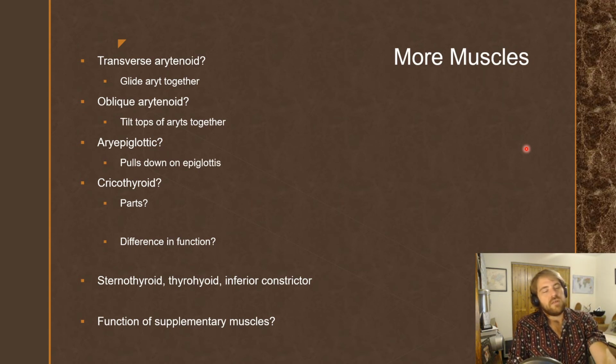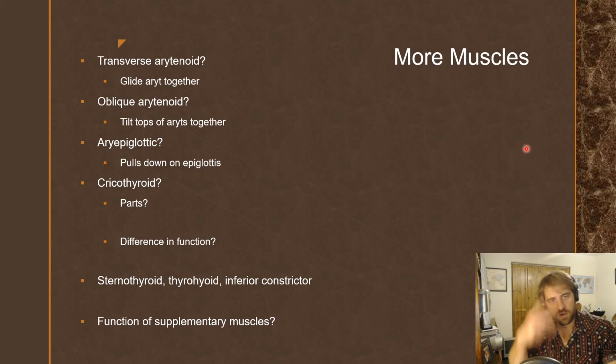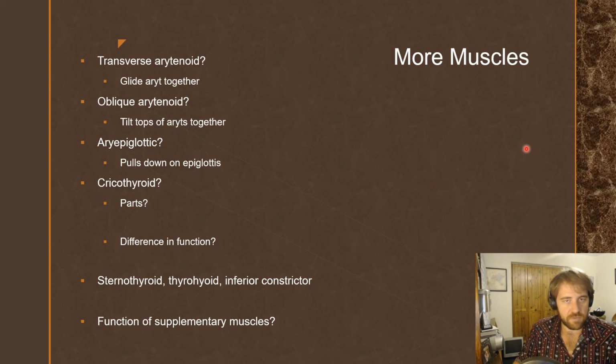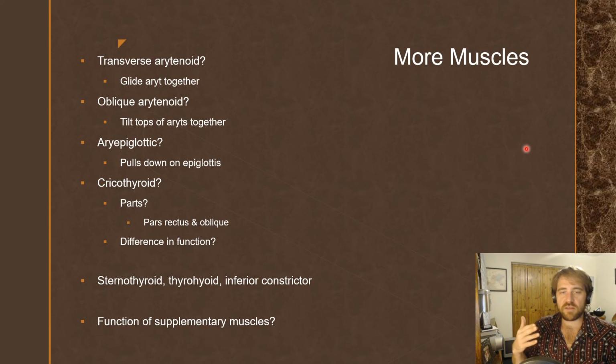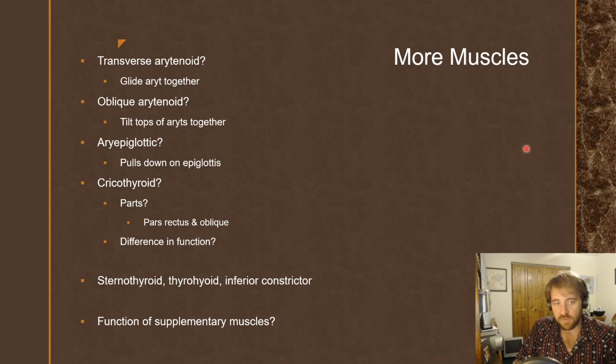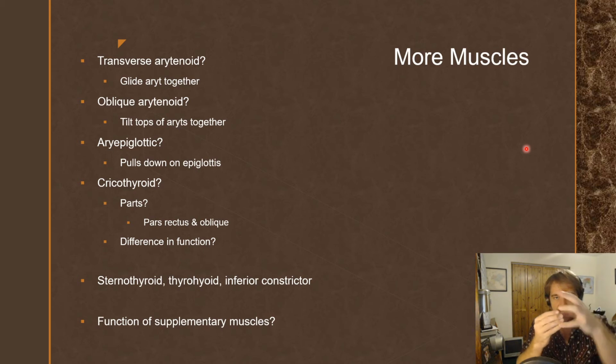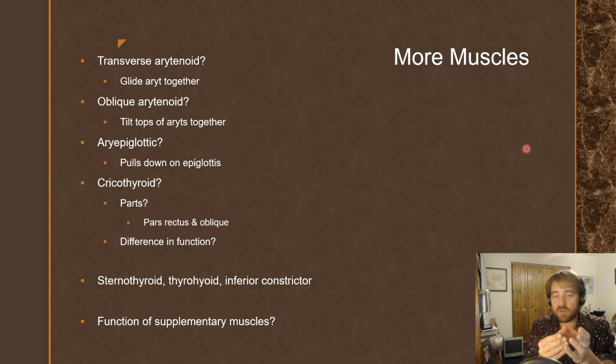What about the cricothyroid muscle? There's 2 parts to this one. Do you remember the names? A hint is it starts with pars. Pars rectus and pars oblique. Now, of course, these are both on the cricothyroid joint because they're the cricothyroid muscles. The cricothyroid joint is the one that we talk about where there's this kind of rocking motion. This is responsible for changes in frequency, lengthening, tightening the vocal folds.